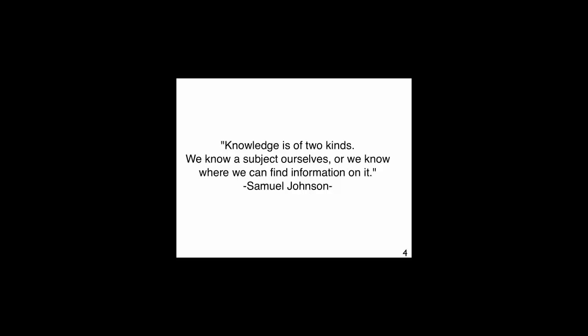Knowledge is of two kinds. We know a subject ourselves, or we know where we can find the information on it. This is a quote by Samuel Johnson. While this quote might seem self-explanatory, it is of significant importance for anybody who wants to teach or design learning programs. It points out the difference between memorizing lessons on a subject or knowing where to find the information on a subject.